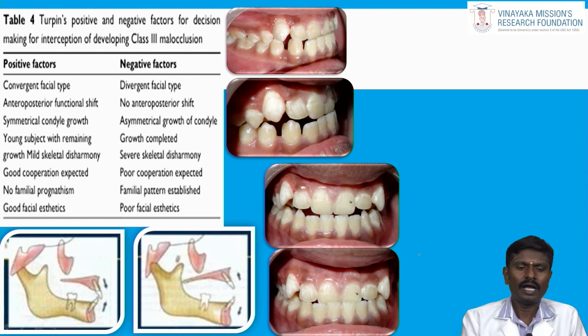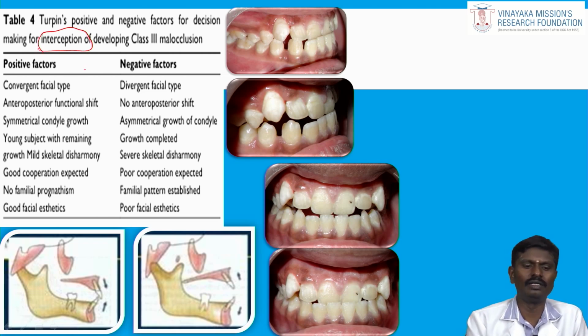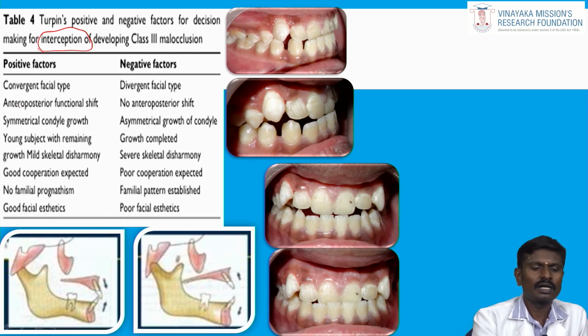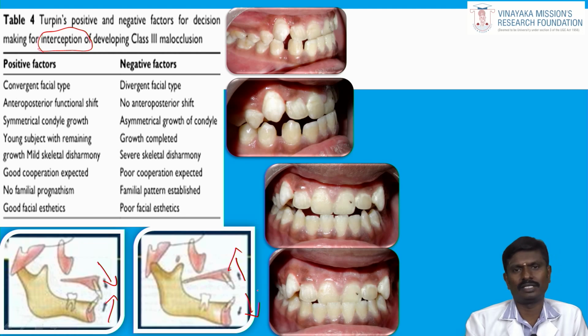Turpin et al. had given some criteria, the positive and negative factors for a class 3 patient, to intercept the class 3 malocclusion in the early stage. The positive factors include a convergent facial type. The convergent facial type is where the maxilla is growing downward and the mandible is growing forward and upward. Divergence means both are going in opposite directions. If both are going in opposite directions, you can't intercept these corrections with a myofunctional appliance. It's very difficult, so it's better to wait till the growth is completed and go for surgical treatment. In convergence, it is very easy to go for myofunctional corrections.